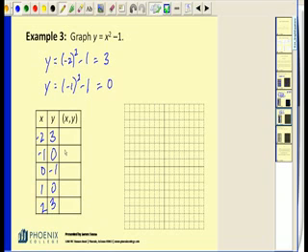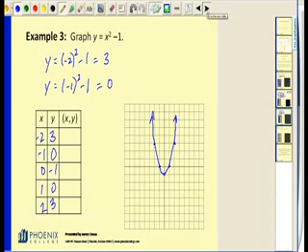I won't write them out this time. I'm going to go ahead and plot them. -2, 3, -1, 0, 0, -1, 1, 0, 2, 3. Obviously this is not a linear equation, it's actually a degree 2 equation, and it results in a shape called a parabola, which is kind of a U shape.